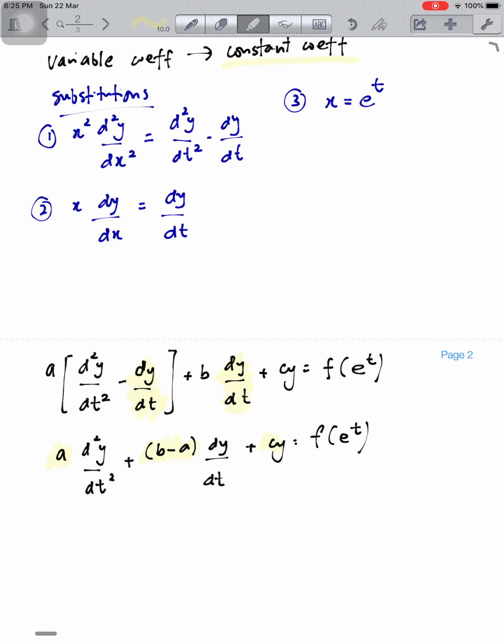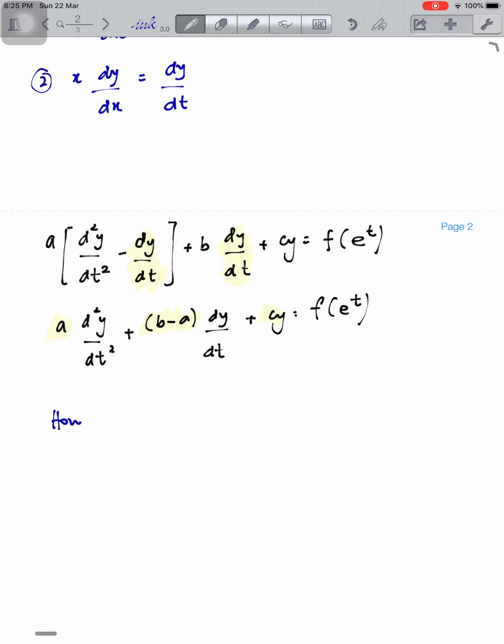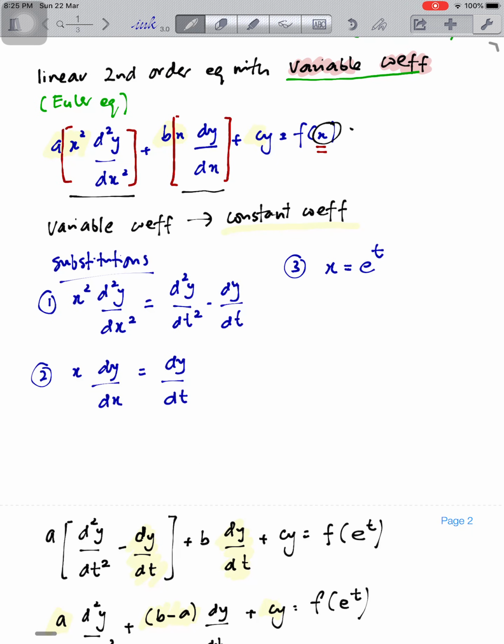So now that we have converted that to a constant coefficient equation, only then can we use the methods that we have discussed previously, at the beginning and in the middle of chapter 2. Okay, let's see now how do we solve this type of equation. So let me write over here how to solve. Step number 1 is, from the Euler equation, you are going to identify the values of a, b, and c. So where do we get the values of a, b, and c? It's going to be from here.